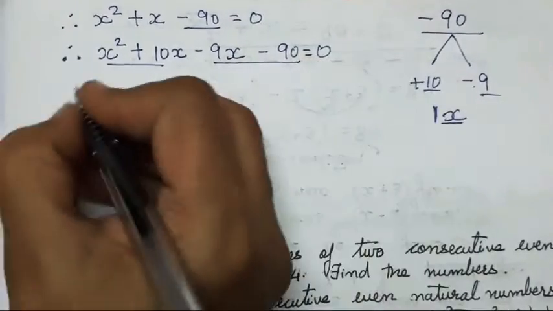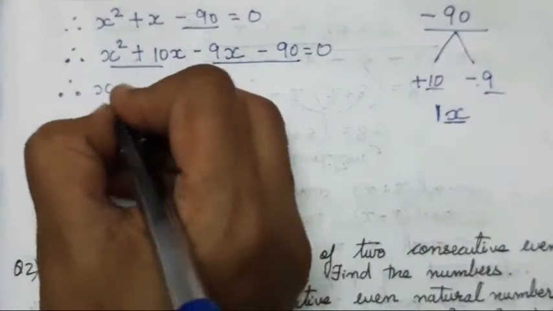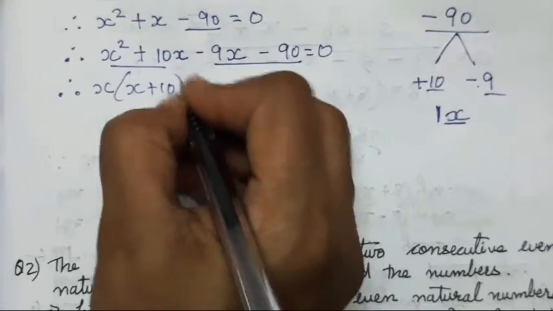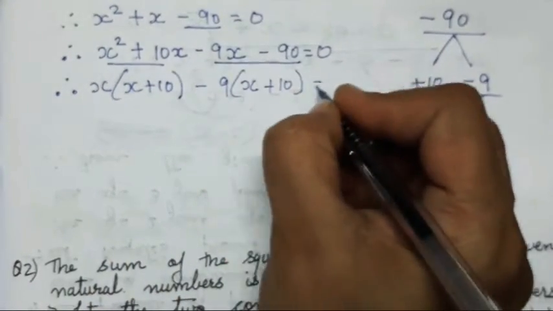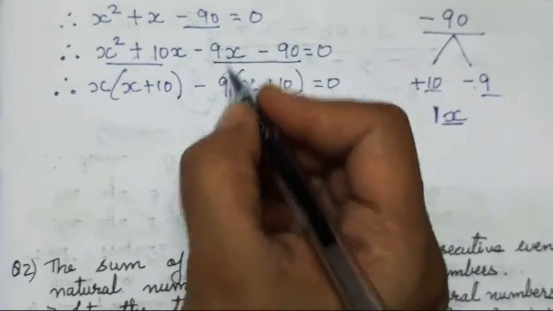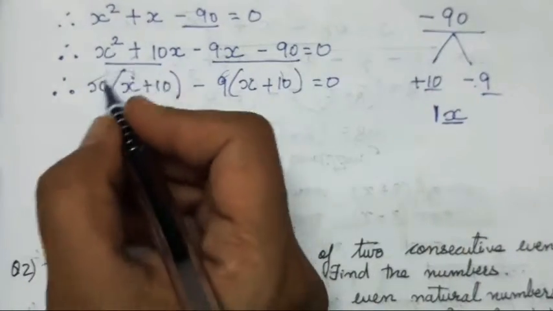Now you all have to make the pairs. So from here we will be getting x plus 10, and from here we will be getting 9 common, x plus 10 is equal to 0, isn't it? So when you multiply, you will see you will be getting these terms only again.